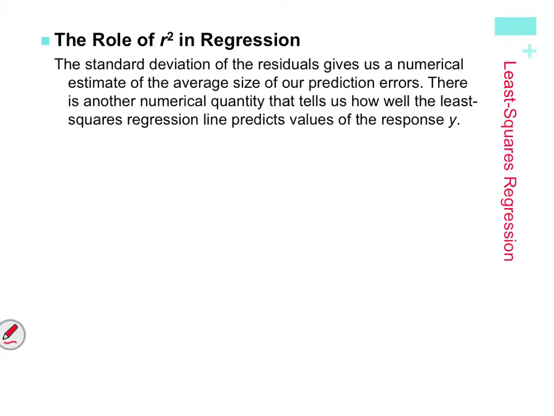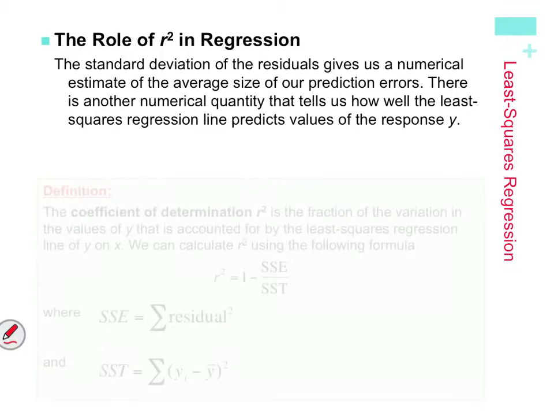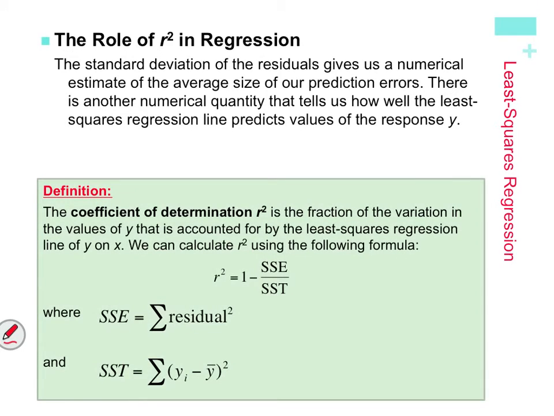The standard deviation of the residuals gives us a numerical estimate of the average size of our prediction errors. There is another numerical quantity that tells us how well the least squares regression line predicts values of the response y. It is equal to the square of r, but there is much more to that story. It's not just that you square r, it means a lot more to us. So r squared is referred to as the coefficient of determination.